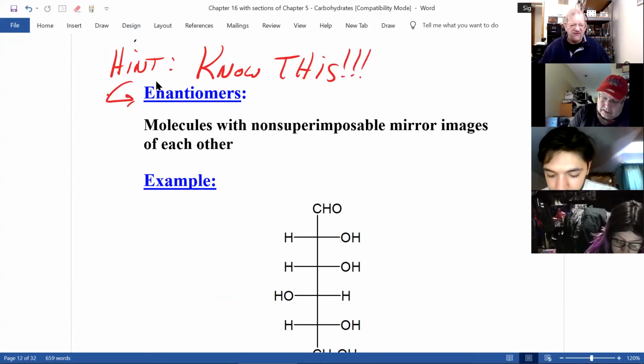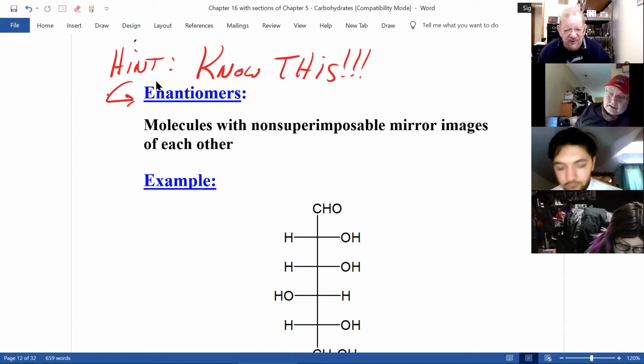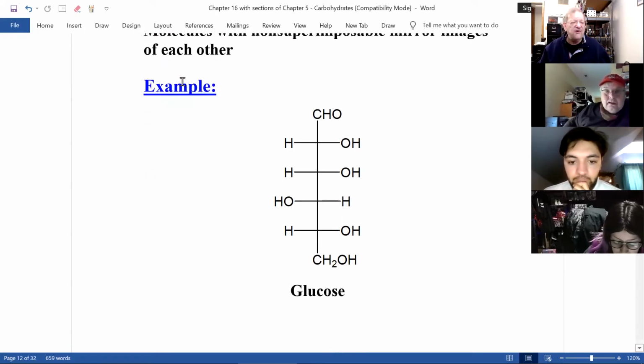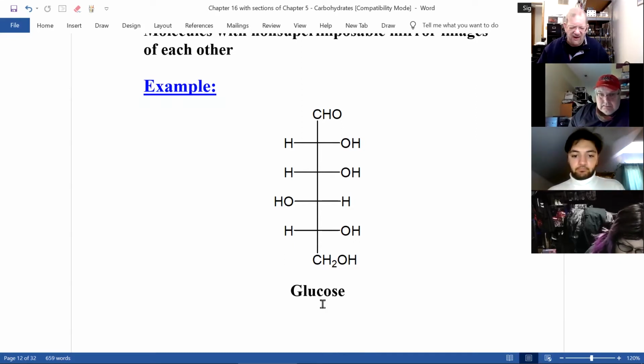And that's enantiomers. Now, what is an enantiomer? A molecule with a non-superimposable mirror image. And we have what's called enantiomeric pairs. And if I were to ask you, draw the enantiomer of glucose, and let me switch to my whiteboard. I'll never ask you to memorize the molecule glucose, but I can give it to you on a test.